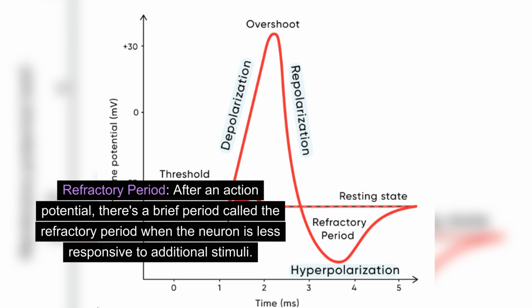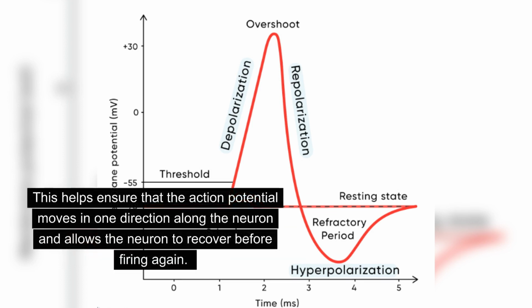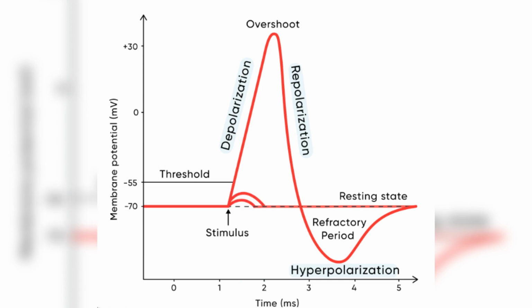Refractory period. After an action potential, there's a brief period called the refractory period when the neuron is less responsive to additional stimuli. This helps ensure that the action potential moves in one direction along the neuron and allows the neuron to recover before firing again. You can pause here to take notes.